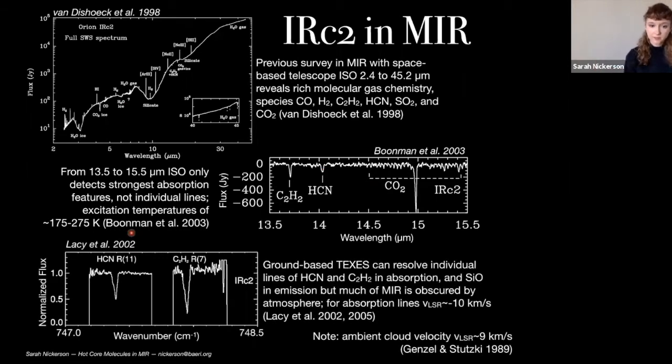And then with the TEXES instrument, which was ground-based, they really could see individual transitions of these lines. Here they see the transition of HCN and C2H2. But the problem is that TEXES was ground-based, and so there's a lot of the mid-infrared they could not access because of the Earth's atmosphere. Here they could measure about -10 kilometers per second local standard of rest velocity for HCN and C2H2. This compares to the ambient cloud velocity of about 9 kilometers per second. And so they could see that the molecules in IRC2 are moving in the opposite direction from the ambient cloud.